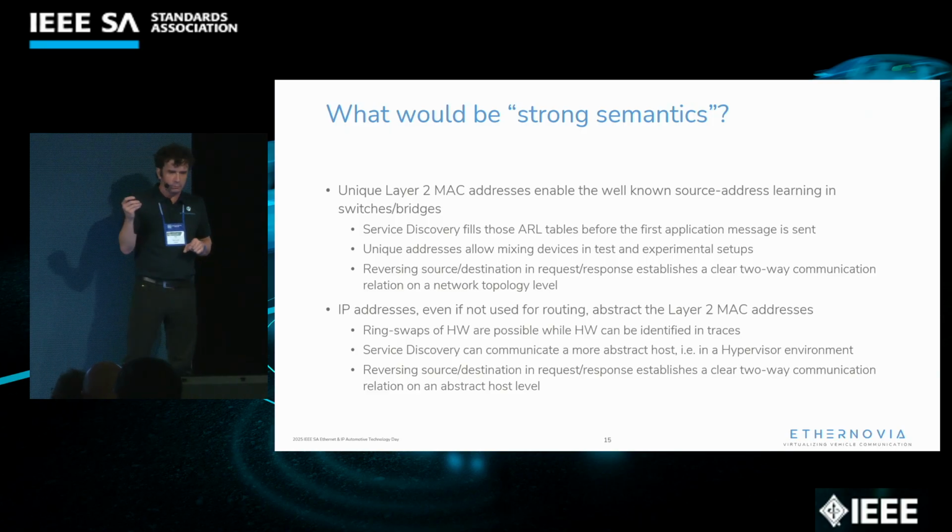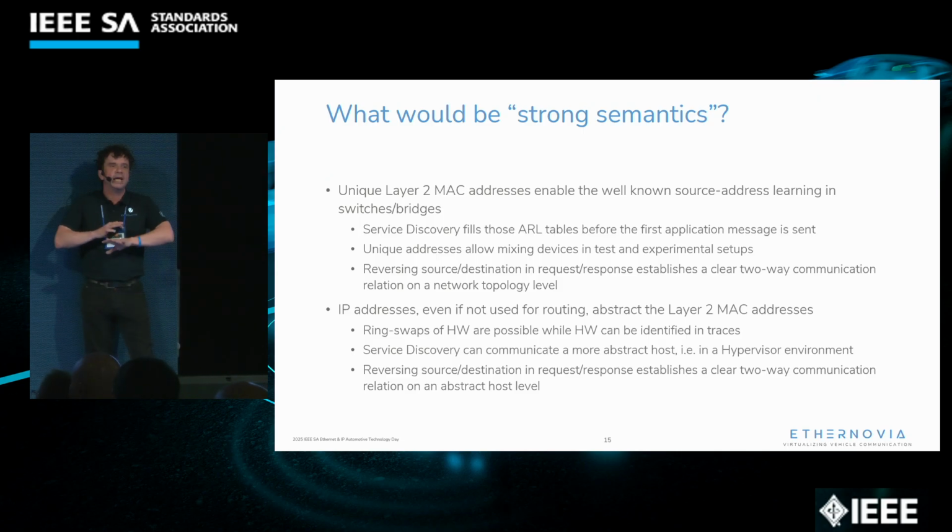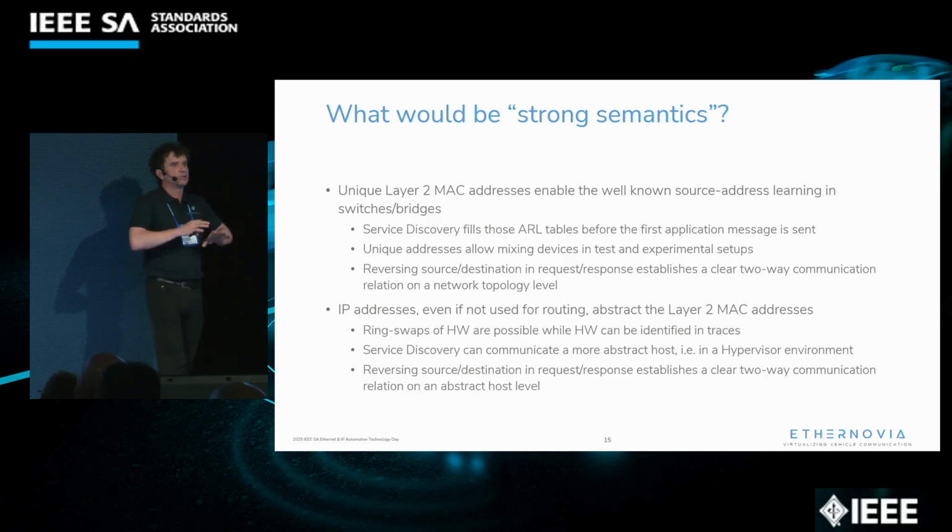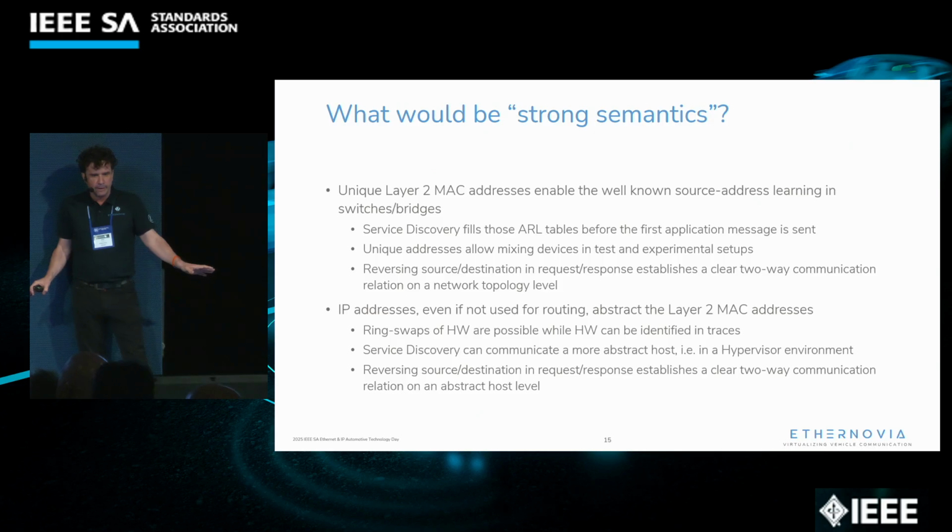So let's talk a little more about strong semantics, and I'm way too slow here. I'm going to run over my time, I think. Unique layer 2 MAC addresses are really worth something. First of all, they don't create a lot of work. Instead, they actually fill, for example, your address resolution table from the very beginning. Before you even exchange any application message, your switches will have learned all the paths that are necessary.